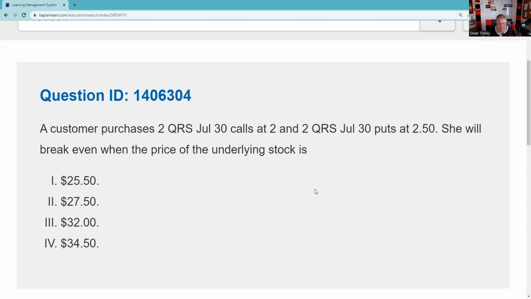This is 1406304. A customer purchases two QRS July 30 calls at 2 and two QRS July 30 puts at 2.5. She will break even when the price of the underlying stock is... So, first point, break even is always expressed as a per share number. So it doesn't matter that there are two contracts here.